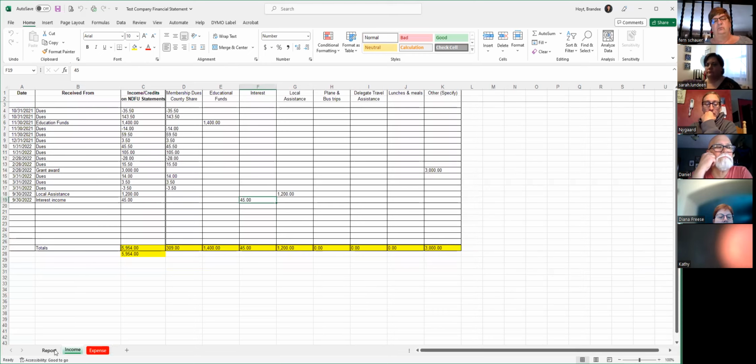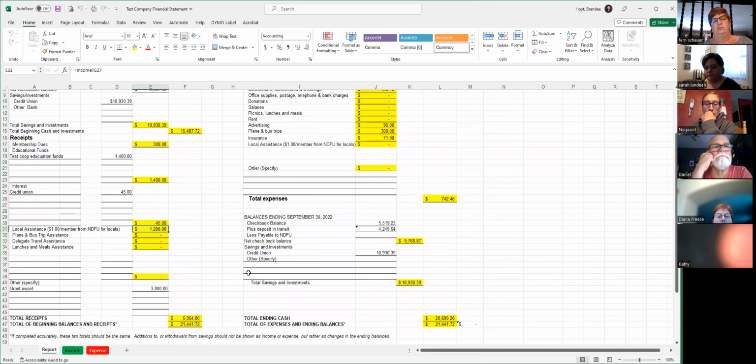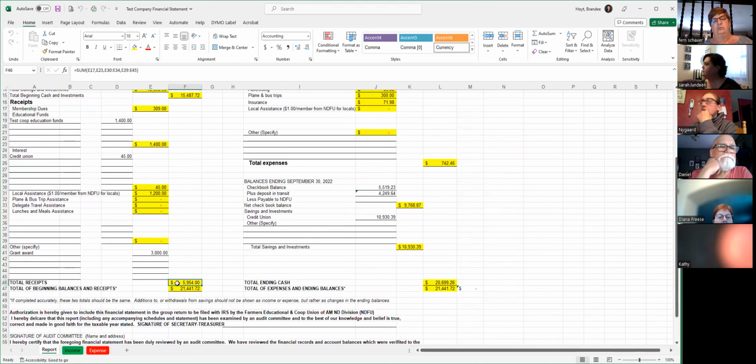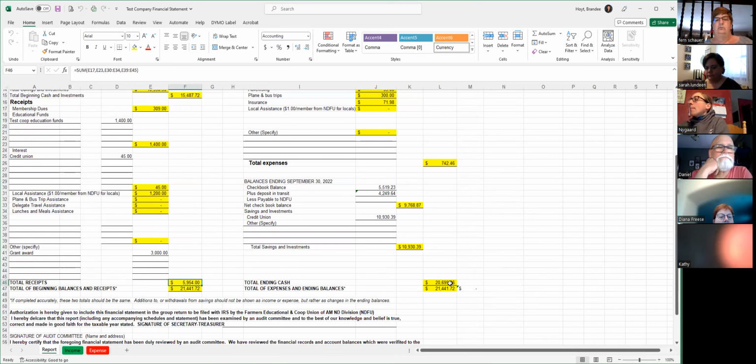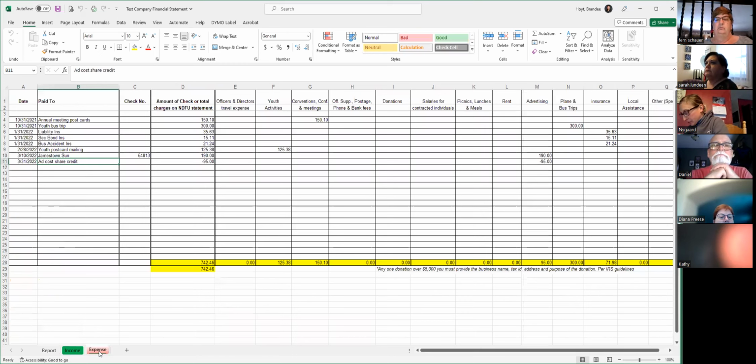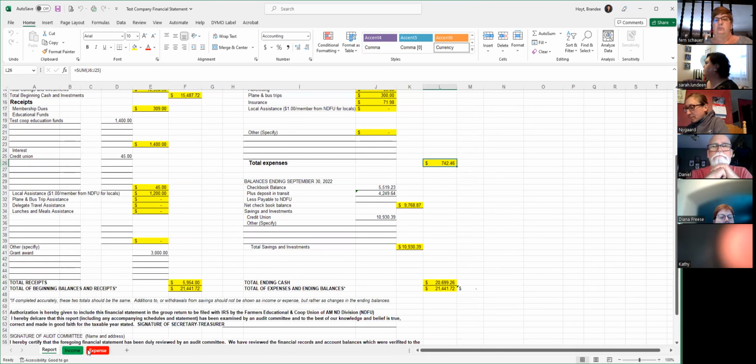$5,954 even. So when we follow that through, you can see the total cash receipts there. That matches what your income is of the $59.54. And then your ending cash, your total expenses of the $742.46 matches your expense tab. So all of these are pre-done. So everything just pulls forward.